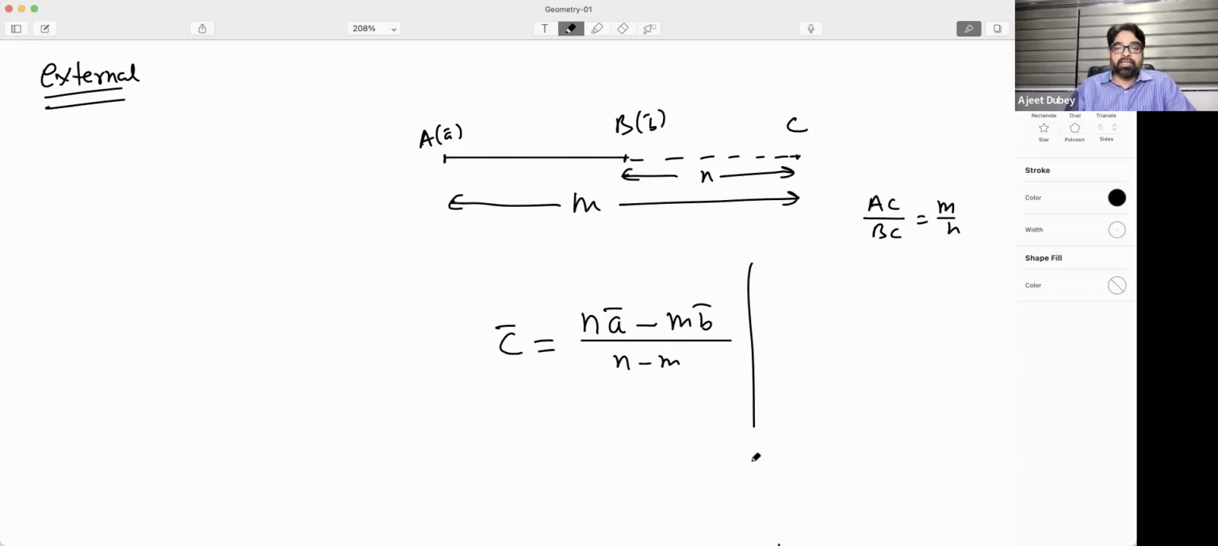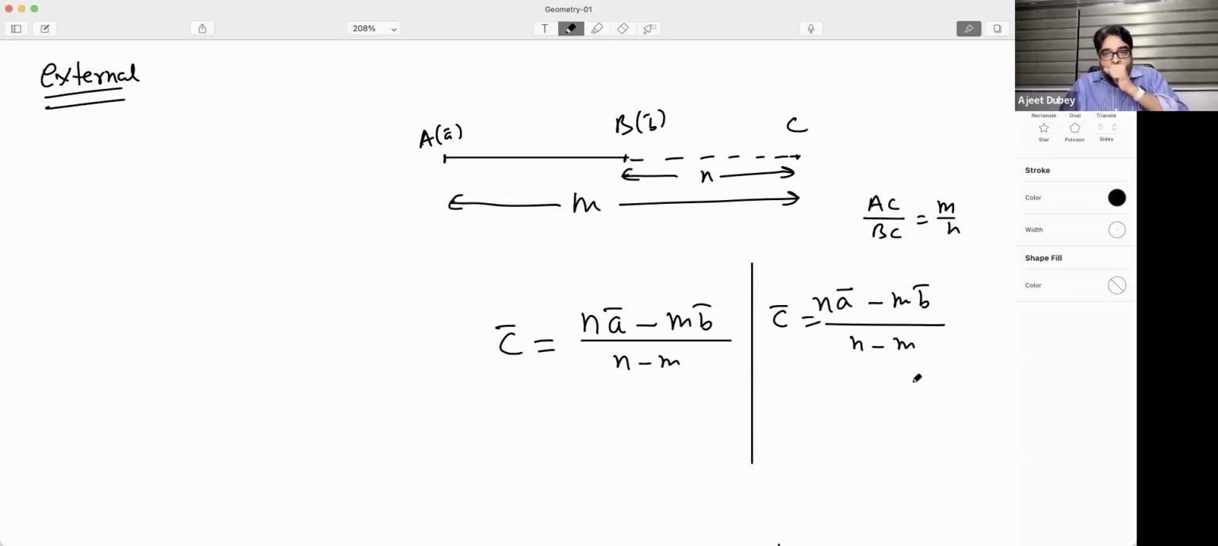You can write the other way also, no problem. Both will be the same. If you start with n, n will multiply with A because n is attached with B, so n cannot multiply with B. n will multiply with A minus m will multiply with B, divided by this minus this, n minus m. Same thing I wrote. You may start with B also: m will multiply with B minus n will multiply with A, divided by m minus n.